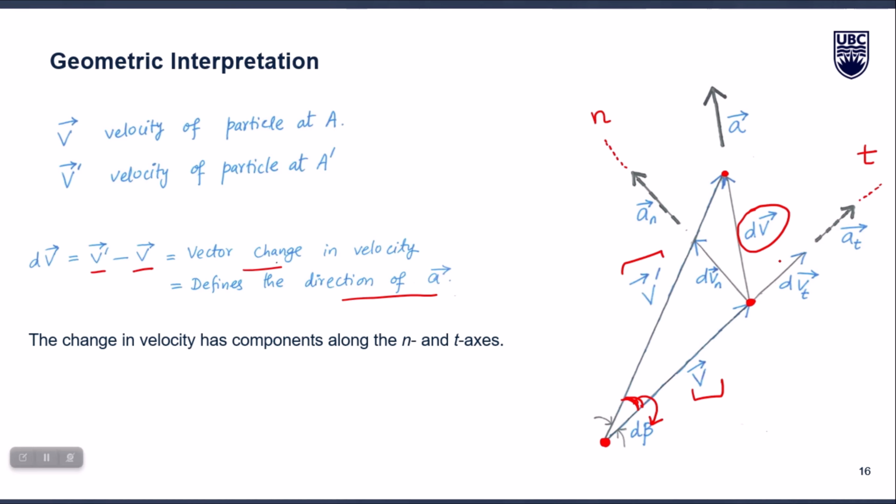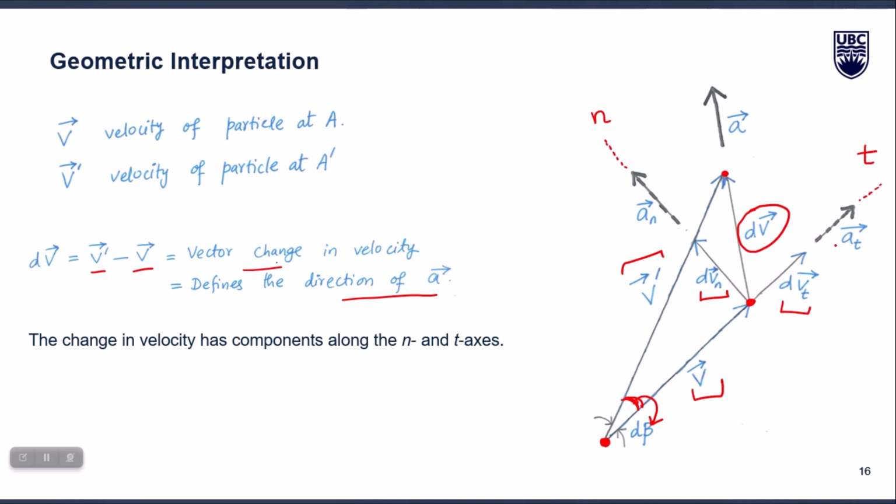into two components. One will be called dv sub t. dv sub t means the t component of the change in velocity vector, right? The t component of dv. Similarly, I have dv sub n, which is the n component of dv, right? So I resolve the change in velocity along the t axis and along the n axis.